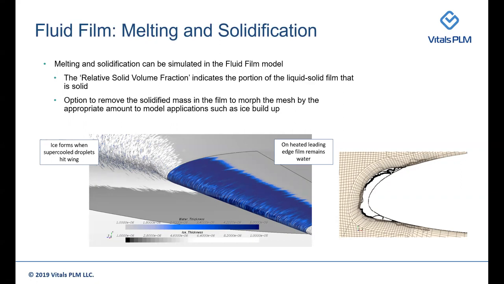And also it is possible to use mesh morphing to account for the ice buildup, which is calculated by the combination of discrete multiphase model and the fluid film, which is the example we see in this case.